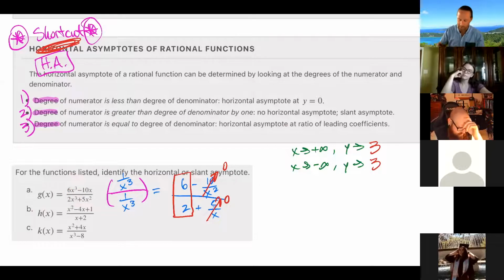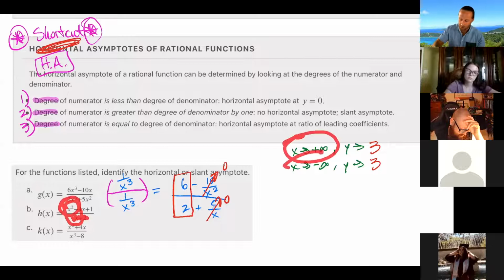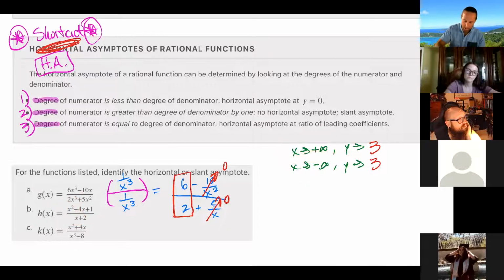But of course, what happens when they're not the same? Well, let's think about that. Let's think about all that stuff that I just did. If I looked at these two, who's going to win? The top or the bottom? Top. And if the top wins, then we know the bottom is just going to kind of cancel out, and it's either going to approach positive or negative infinity. And if the bottom wins, then what do we know that's going to approach?